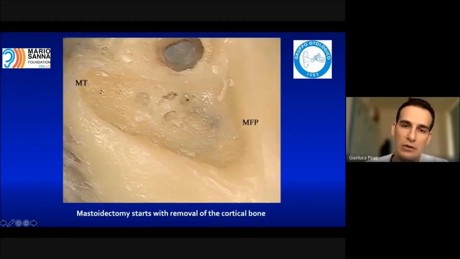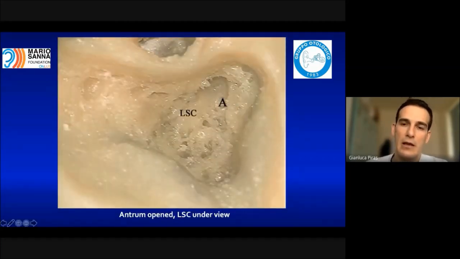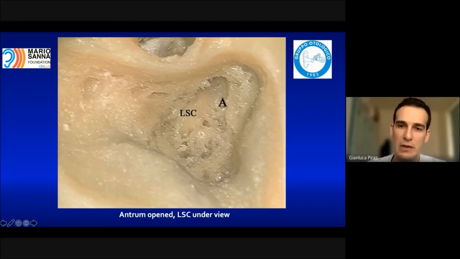After removing the cortical bone, you can see that's the Korner's septum, so the division between the cortical part and the pneumatized cells. If you remove the pneumatized cells, you go inside the real mastoid, so the antrum, the posterior attic, and so on. And yes, that's the opening of the antrum. As you can see, that's the lateral semicircular canal, which is practically the third landmark of your mastoidectomy.